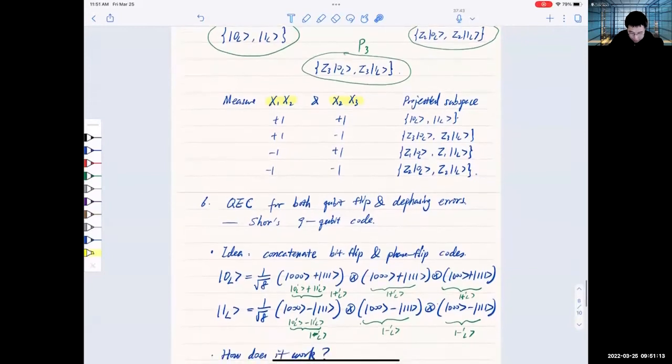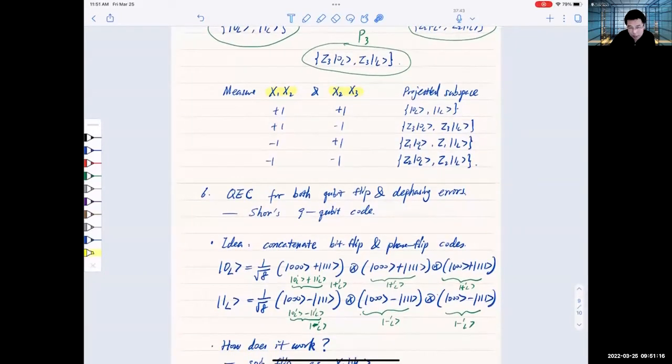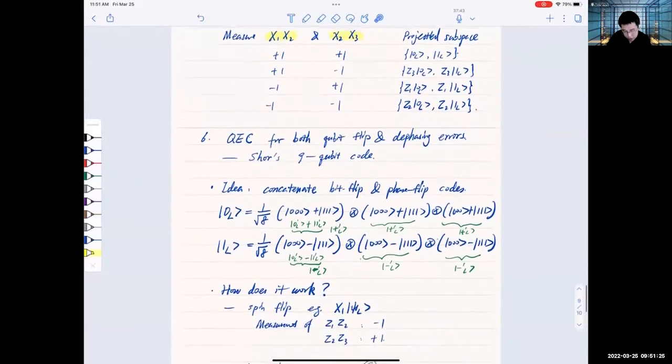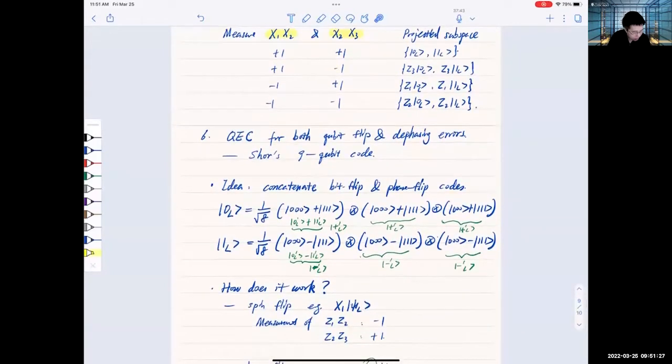So that is the idea of concatenated coding: at the lower first level, you correct the bit flip. At the second level, you correct the dephasing. And that gives you the code that Shor came up with to correct those errors.